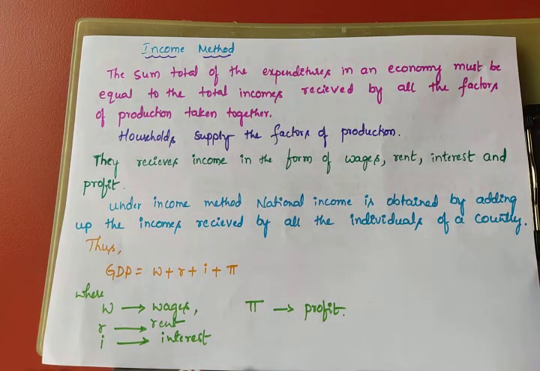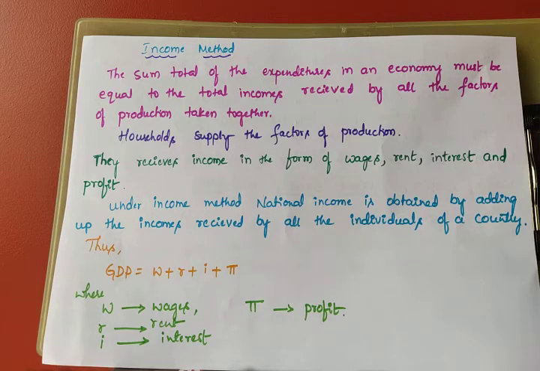Adding all this income received by the individuals, we get the national income under this method. So it is the distribution side. The expenditure method is the demand side. The product method or value added method calculates the value of all final goods and services produced in a country during a year. Under the expenditure method we can also calculate the national income.